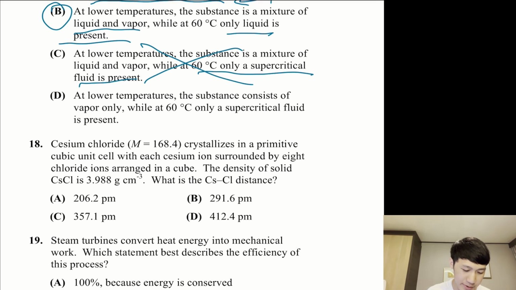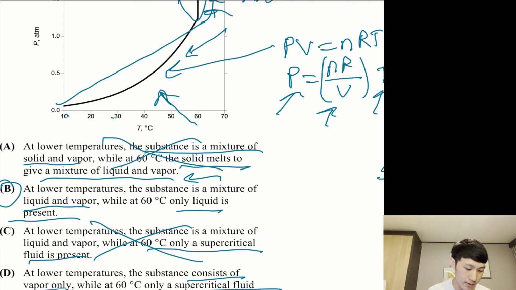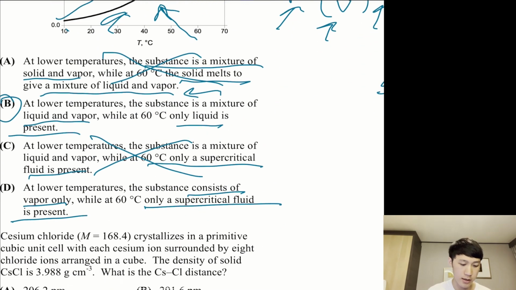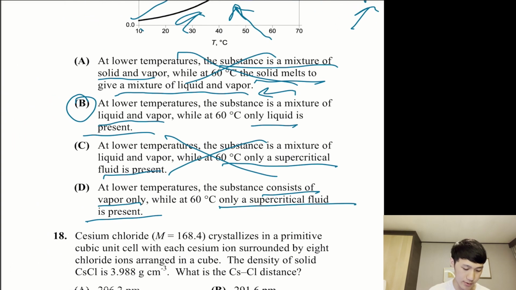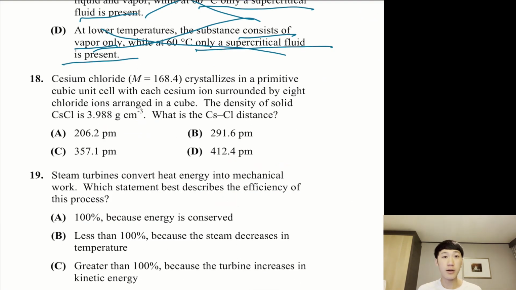D, at lower temperatures, the substance consists of vapor only, while at 60 degrees Celsius, only a supercritical fluid is present. As we said before, because we don't observe a linear relationship between pressure and temperature, it cannot only be vapor initially, so this is wrong. B is correct. All right, problem 18.